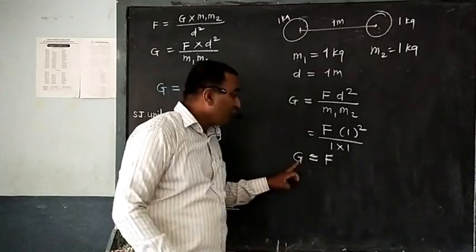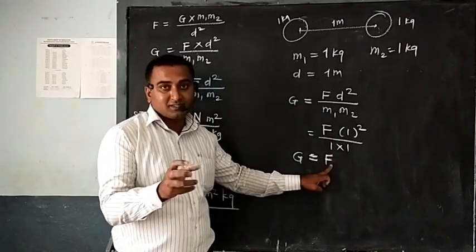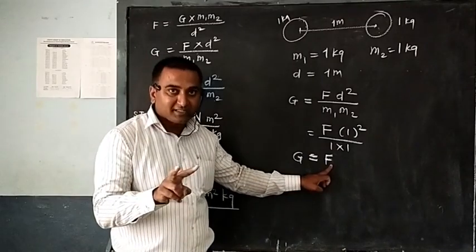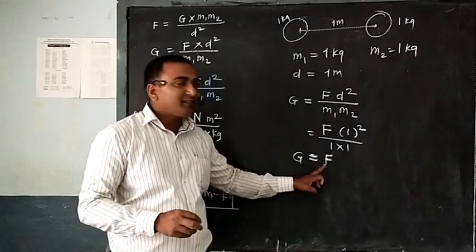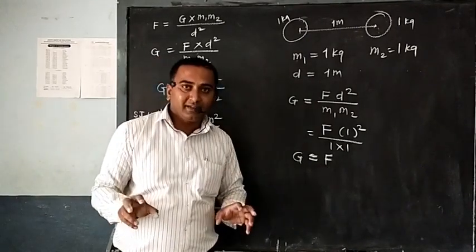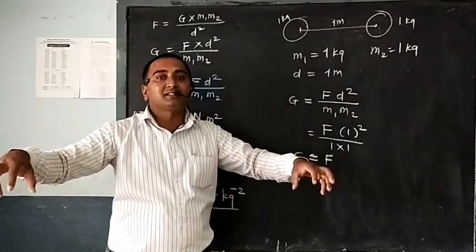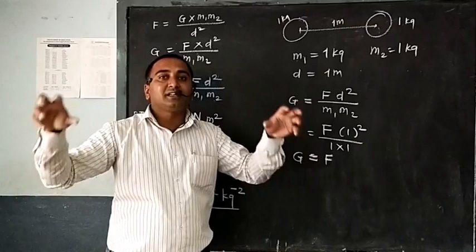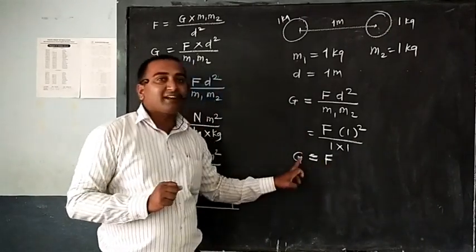Then what is the value of G? G is the force between two objects of 1 kg each, and the distance between them is 1 meter. That means we are taking two objects of 1 kg, keeping the distance from each other at 1 meter, and we have to calculate the force. And that force is the gravitational constant.